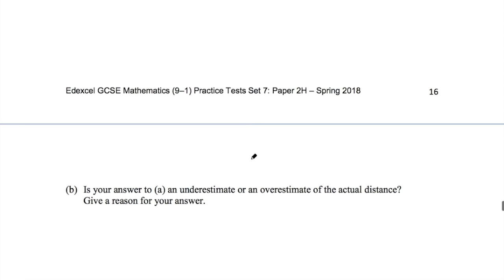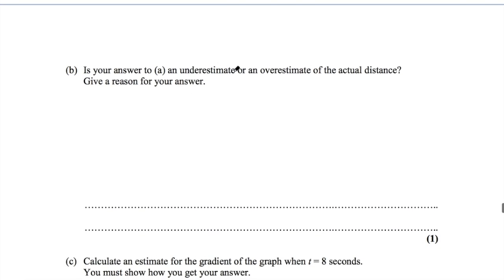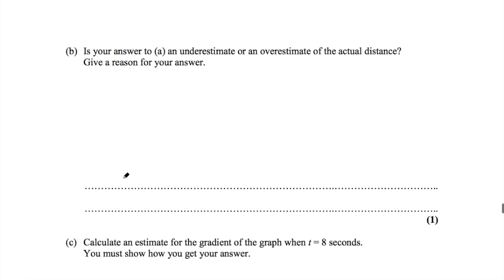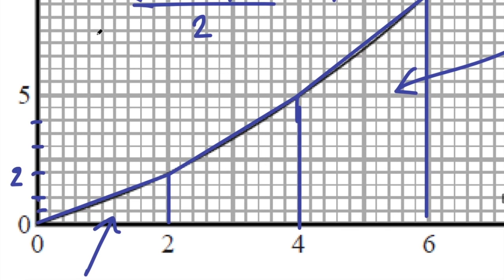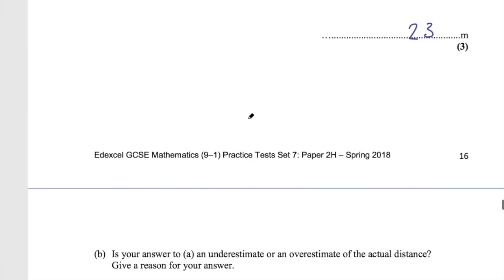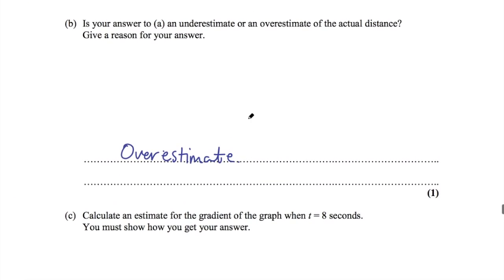And also for the second part, it says, is your answer an underestimate or an overestimate of the actual distance? I believe this should say overestimate, because if we look, we're always drawing these lines in above the curve. So it should be an overestimate, and the reason is the area calculated is larger than the curve.